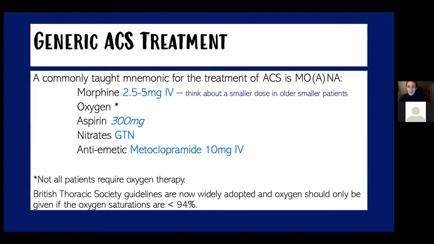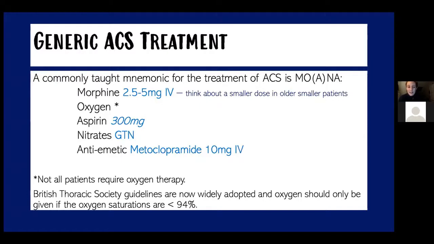But if you've got those tiny little old ladies who are really slim and really little, you're going to potentially lower that dose. Oxygen isn't necessary for all patients. The British Thoracic Society has said that patients should only be given oxygen if their SATs are dropping below 94%. So just remember that one. If you've got a patient presenting with chest pain and their heart rate, blood pressure and so on, and their SATs are sitting at 98%, oxygen wouldn't be part of the treatment for them.